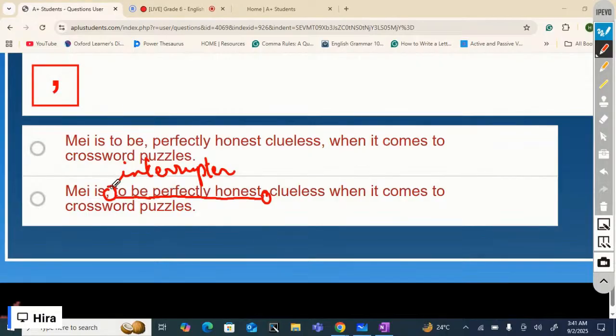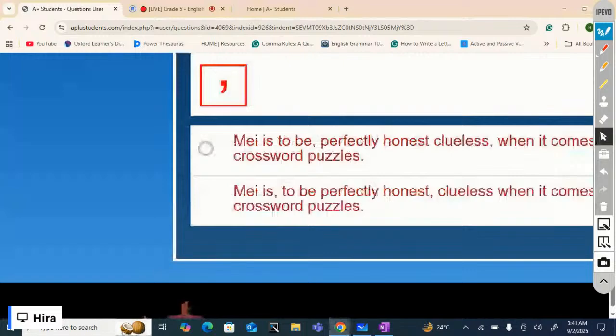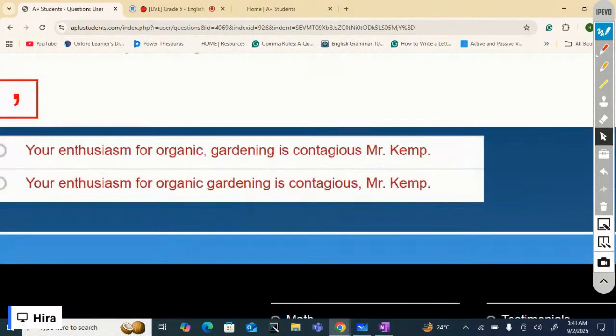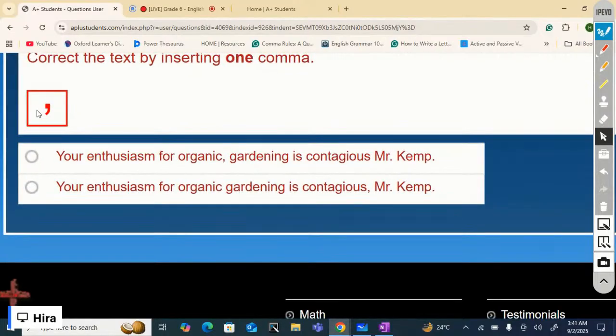But basically, the sentence is May is clueless when it comes to crossword puzzles. So this is an interrupter. So use commas around it. That's why it's correct. Very well. Good job. Your enthusiasm for organic gardening is contagious, Mr. Kemp.